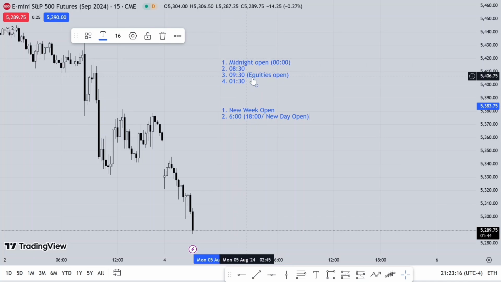So these two opening windows are not comparable to those opening windows. These opening windows are algorithmic. They are more fixed, so to say.